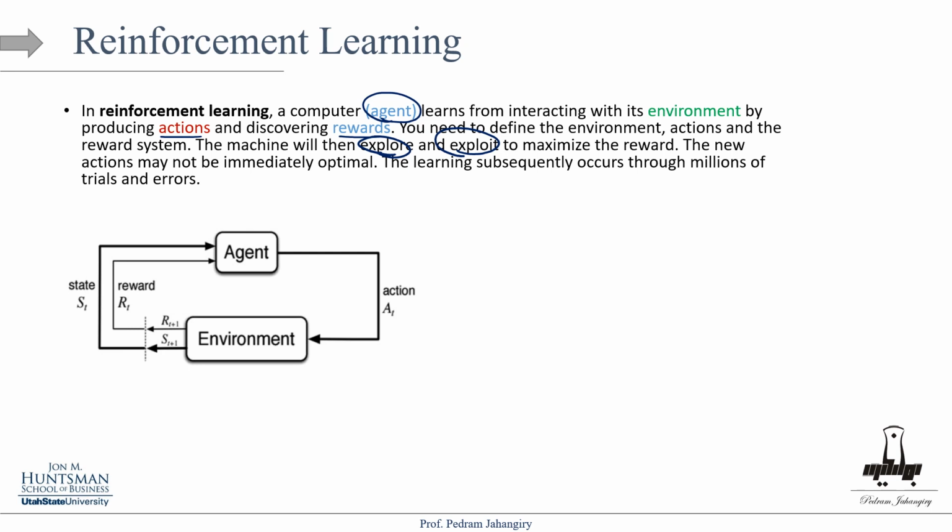The new actions may not be immediately optimal. It means that there might be a delay between actions and reward, but the learning happens basically through millions of trials and errors at the end of the day.